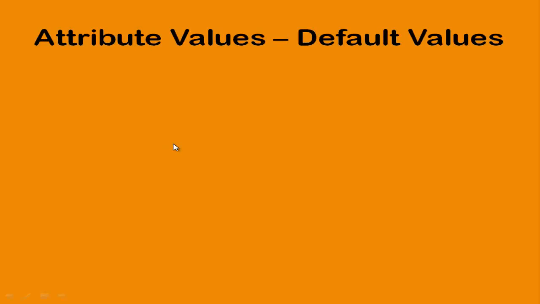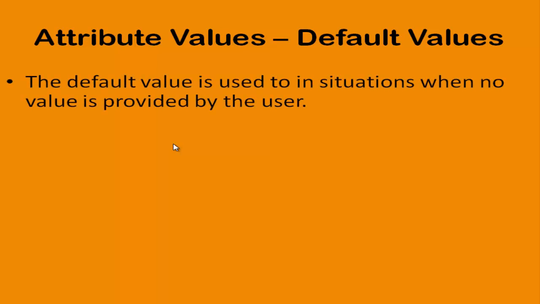So to start with, default values. The default value is used in situations when no value is provided by the user. Consider if the user is not providing any value for an attribute, at that point of time whatever is specified inside the default value will be taken as that particular attribute's value.